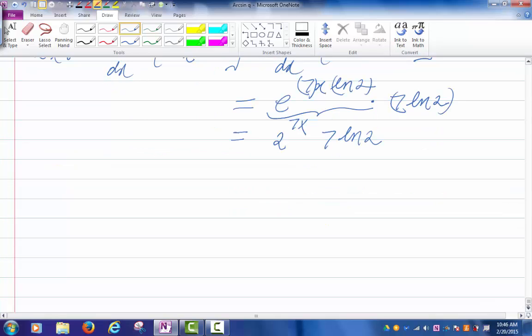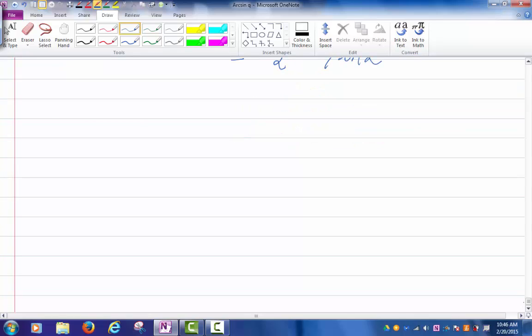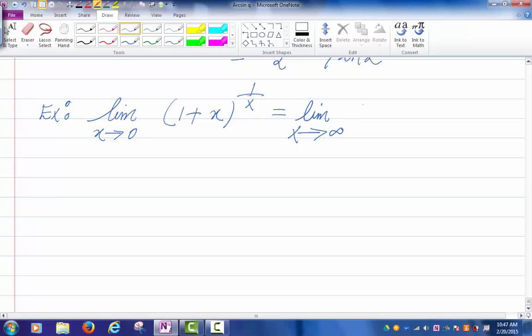Okay, the number e, so this is a very important example. The number e, I'm pretty sure you have seen this if you have seen calculus before: the limit as x goes to 0 of (1 plus x) to the 1 over x, and that's actually the same as the limit as x goes to infinity of (1 plus 1 over x) to the power x. Both of them are equal to e.